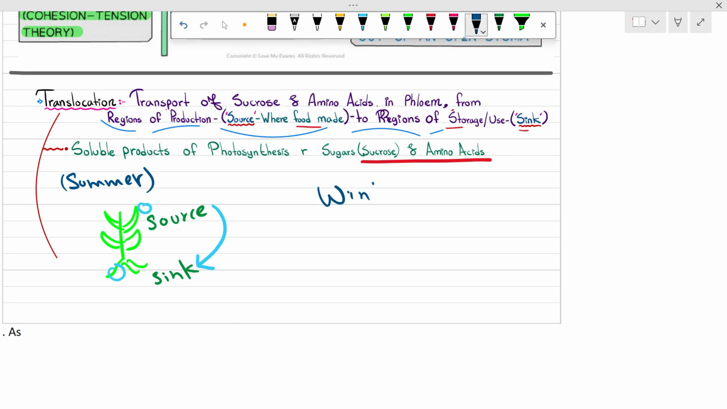While in winter, it's quite the opposite. We have a plant with roots, but growing leaves. So leaves are quite much absent. In this case, the source is the roots and the sink is the leaves, and water and sugars and amino acids are transported from the source to the sink, from the roots to the growing leaves.